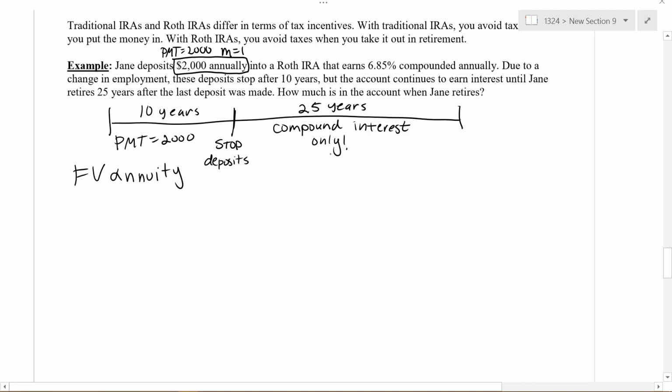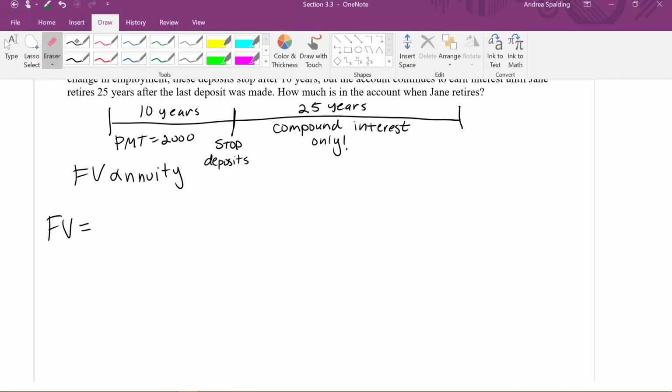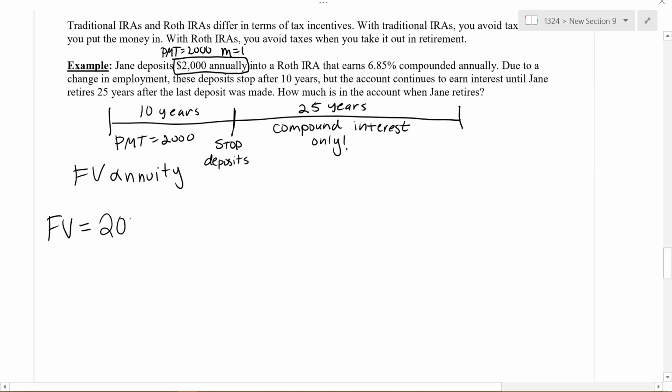Okay. So we actually have two calculations that we're going to need to do. So let's figure out what happens during the first 10 years. We're going to use our future value formula just for the first 10 years. We already said that the payments were $2,000. So I'm going to go ahead and just write out our formula with all the values entered.